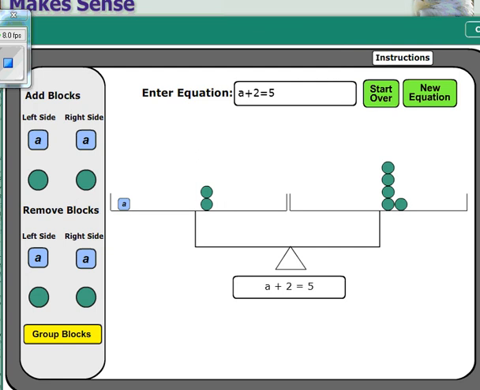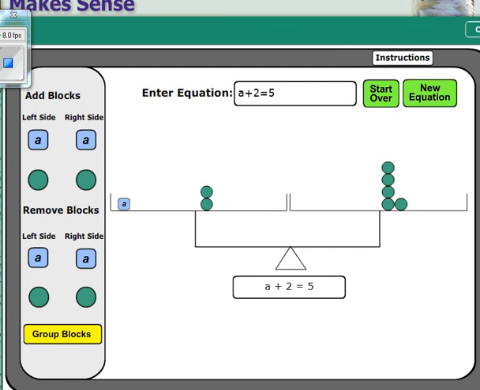Now, when we solve an equation, we want to find out what is the value of the variable. What value of a makes this a true statement? In this case, it's really easy to see, but the idea that we want to get across is that when we're solving an equation, whatever we do to one side of the equation, we must do to the other.